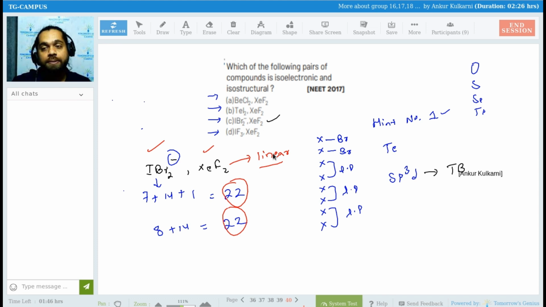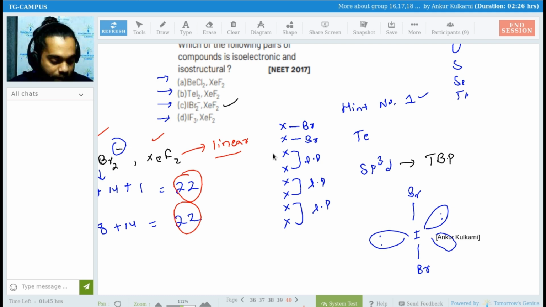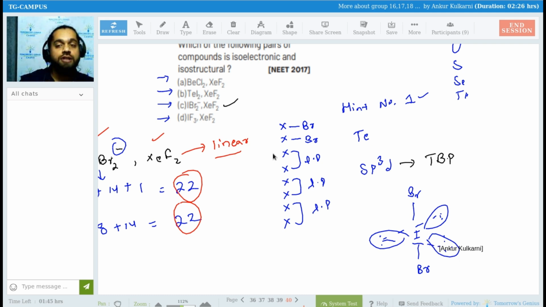It is TBP. Whenever you have TBP, the first elements get added to the axial bond. So I have Xe over here, I have Br, I have Br on the axial bonds. Then I have the lone pairs: one here, one here, one here. So this makes a triangle. It is a TBP structure. But the shape is what?